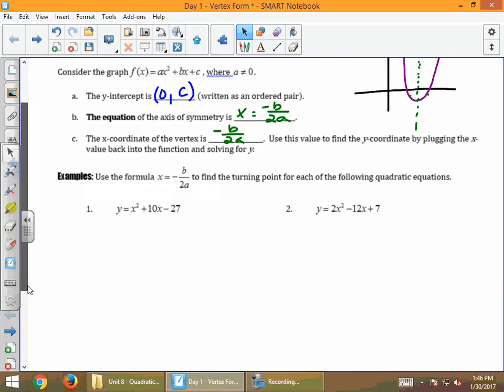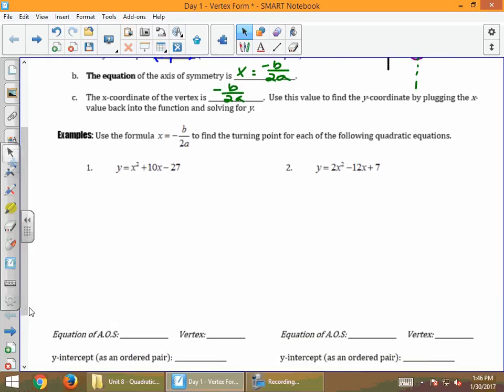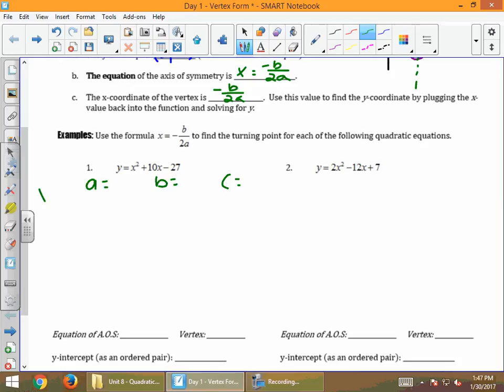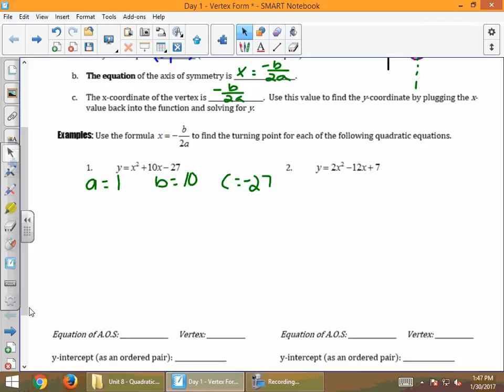Okay. So in these examples, we're going to use the formula x equals negative b over 2a to find the turning point of each of the following quadratics. So let's find that axis of symmetry. We abbreviate it AOS, axis of symmetry, using that formula. So first, before we do anything, label your A, your B, and your C. What's our A? Good. What's our B? 10. Very good. What's our C? Very good. So all you have to do once you identify your A, your B, and your C, you just plug it into that formula.